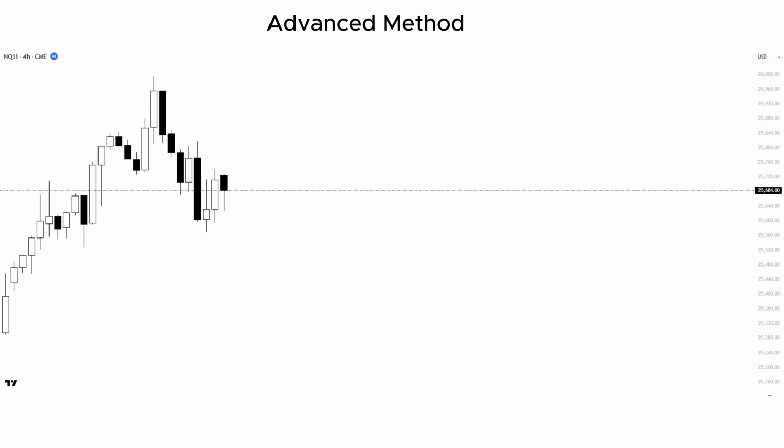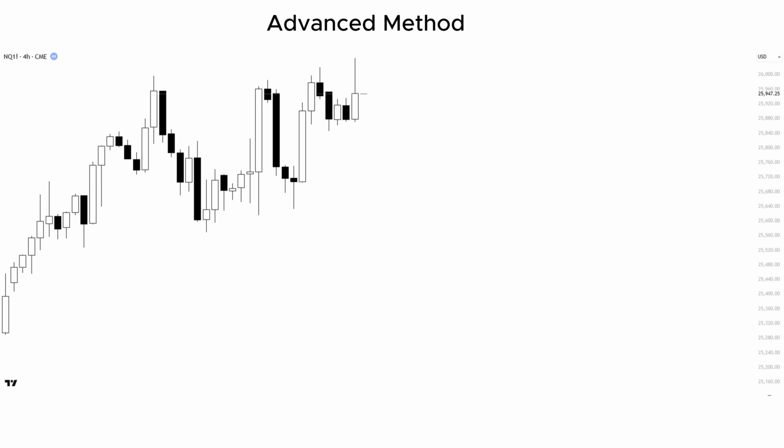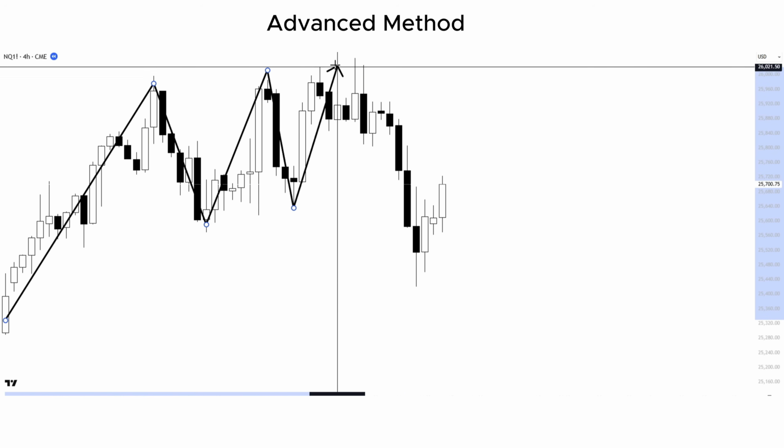Now let's try another one with the advanced approach. As always, we start with a simple analysis of the swing points on a higher time frame. This time we're using the 4-hour chart as the initial time frame, and from the beginning of the price action, we were forming a structure of an uptrend.